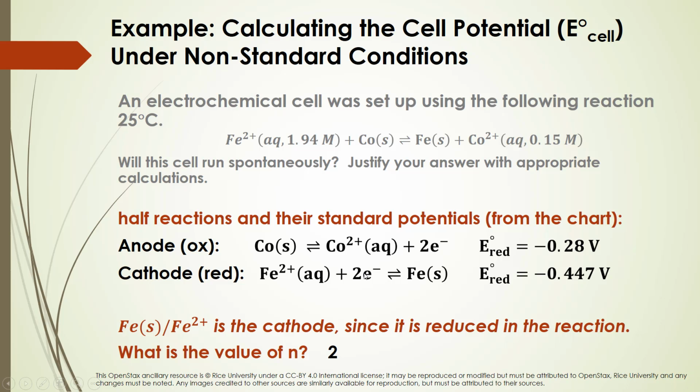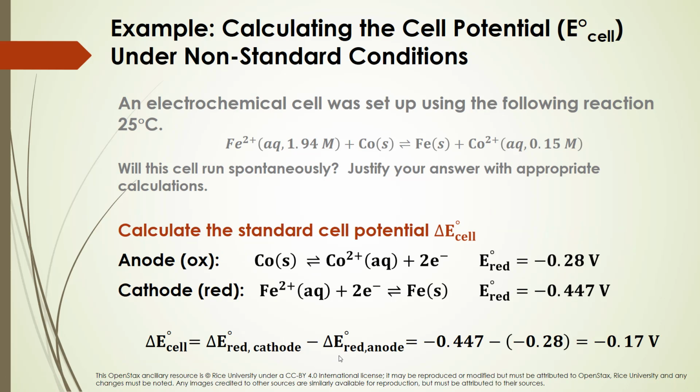Looking at our reactions, we see that 2 electrons are transferred in this reaction. So let's calculate the standard cell potential. We have everything that we need for that. The cell potential is equal to the standard reduction potential for the cathode minus the standard reduction potential for the anode, plugging in our values from the chart. Negative 0.447 minus negative 0.28, so that's going to make that term positive. We end up with negative 0.17 volts.